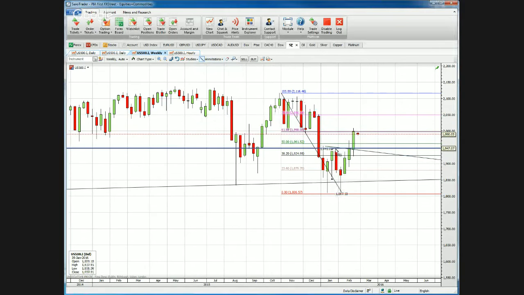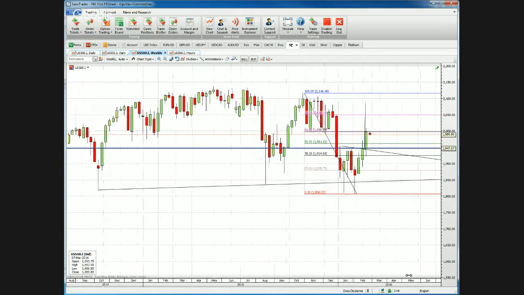And the measured move target for this double bottom would be for this move to replicate. That takes us up to 20,090. And again, that will coincide with these indecisive candles reflecting here. So we'd be bullish on this.